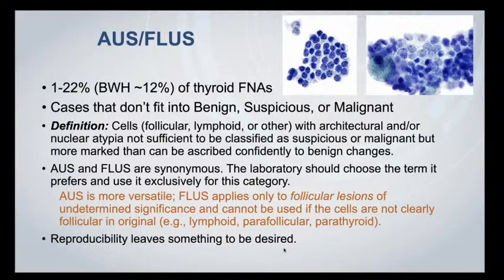The laboratory should choose the term it prefers and use it exclusively for this category. I do think AUS is the more common choice, but there are some laboratories that use FLUS instead. I will say I think AUS is a more versatile name for this category because FLUS applies only to follicular lesions and can't be used if the cells are not clearly follicular in origin. So if they look more lymphoid or parafollicular or parathyroid. And this is the least reproducible of the 6 Bethesda categories. Not surprising there.